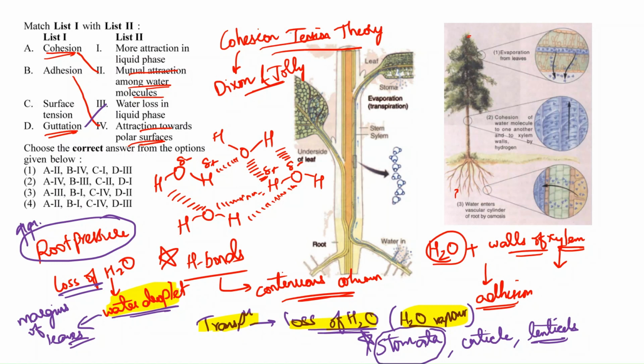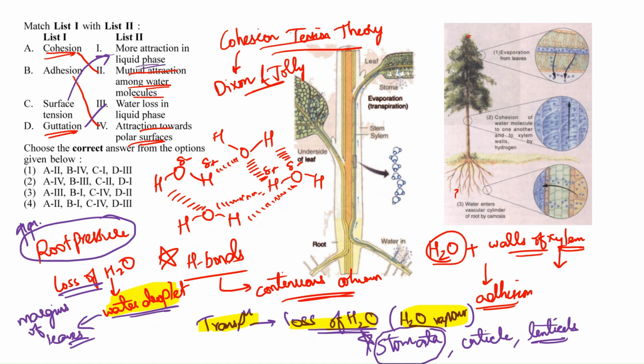Surface tension is the elasticity which allows even organisms to float on the surface of water. In terms of plants, we can say surface tension is more attraction in liquid phase. Certain insects, like water striders, can float on the surface of water because they are more attracted towards the liquid phase.